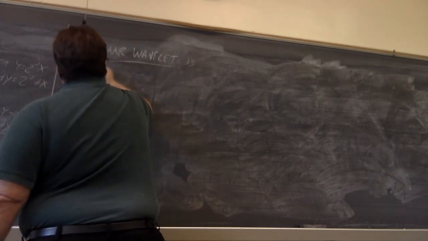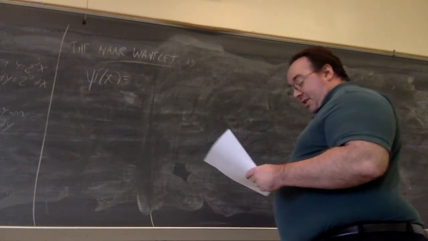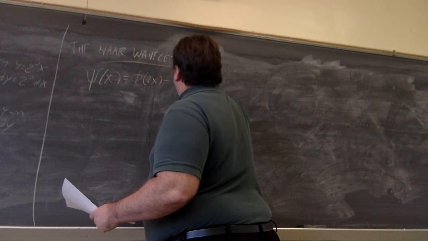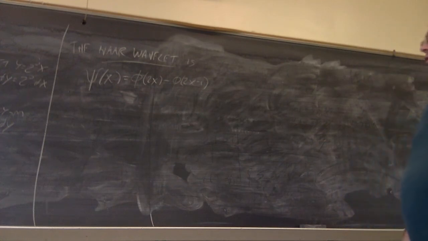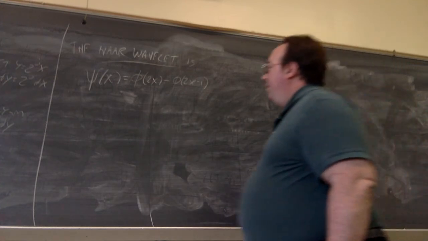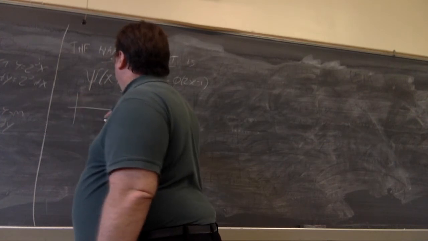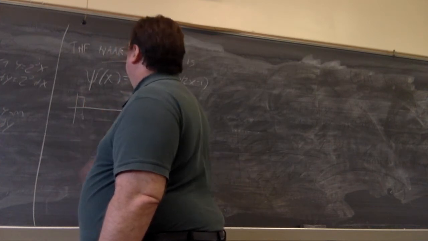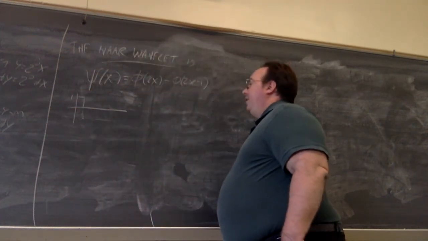So I'm going to use a Greek letter psi to denote the wavelet, as opposed to phi for a scaling function. And it's going to be phi of 2x minus phi of 2x minus 1. Now, this formula is by itself not very illuminating. It's much nicer to see a graph. So phi of 2x is this function that is equal to 1 only from 0 to 1 half, and 0 otherwise.